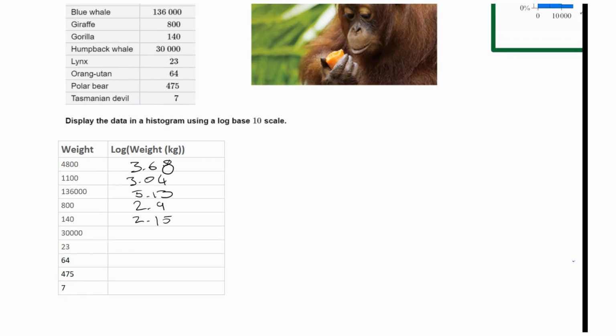30,000 gives me 4.48. I'm going to skip down to 7. So 7 is going to be between 1 and 10. So it'll be between 0 and 1 in terms of the log value.